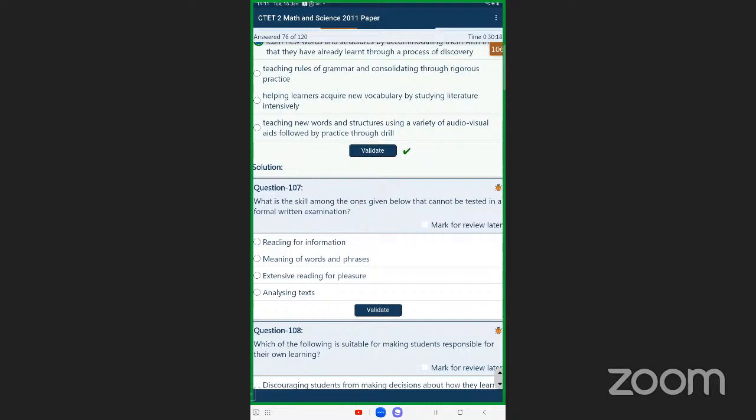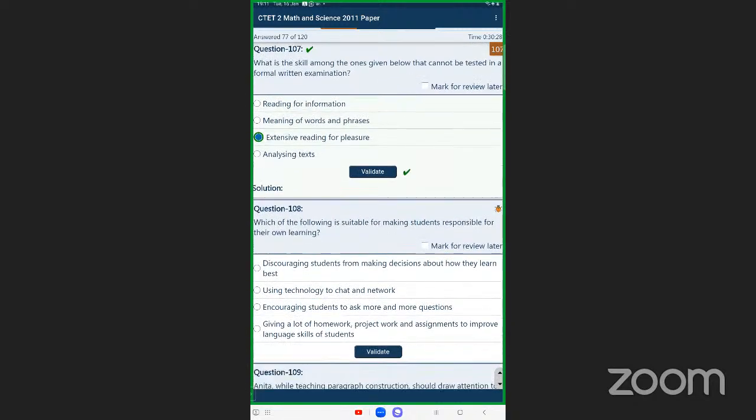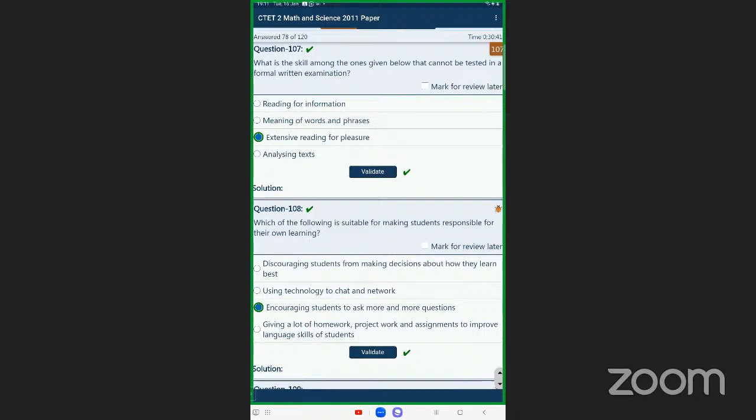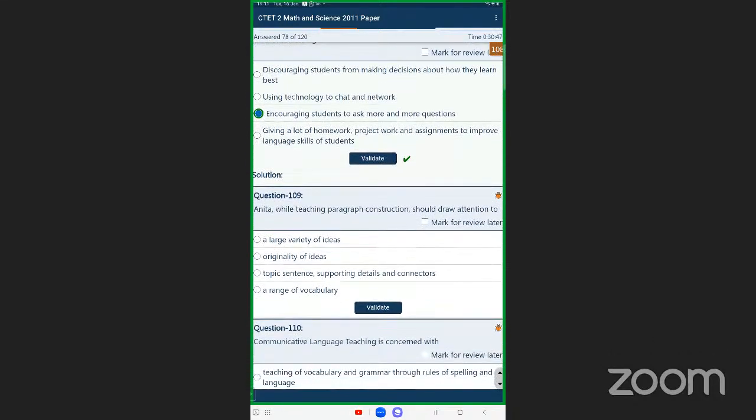What is the skill among the ones given below that cannot be tested in a formal written exam? This is the extensive reading for pleasure that cannot be used. Which of the following is suitable for making a student responsible for their own learning, student? Encourage students to ask more and more questions. Which of the following is suitable for making students responsible for their own learning? Encourage students to ask more and more questions.